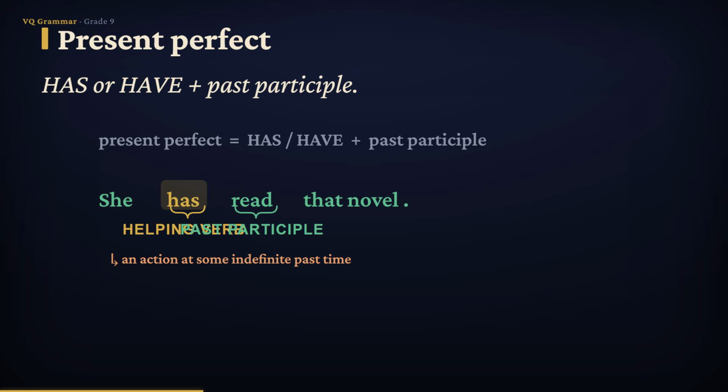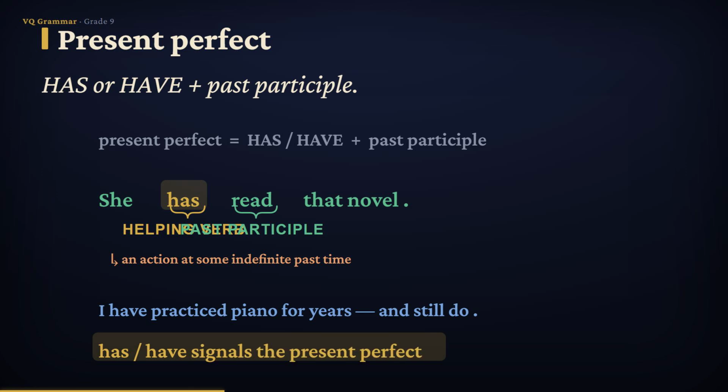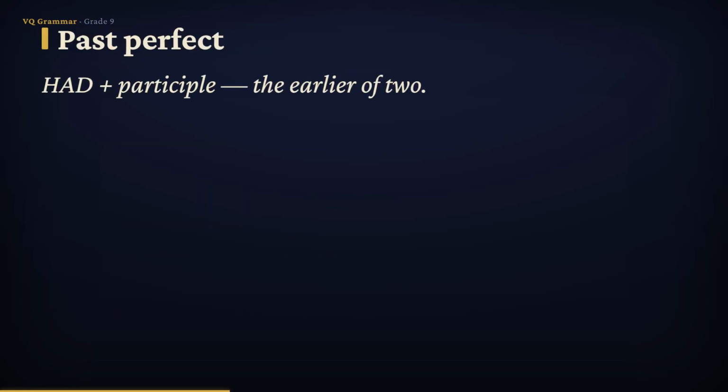But it has a second use too. I have practiced piano for years, and still do. There, the action began in the past and continues right up to now. Either way, the signal that you're in the present perfect is the word has or have out in front of that participle. Next comes the past perfect, and this is where the perfect tenses really earn their keep.